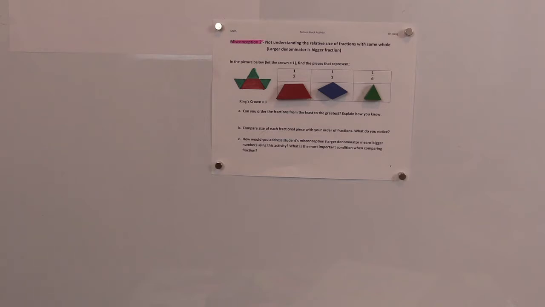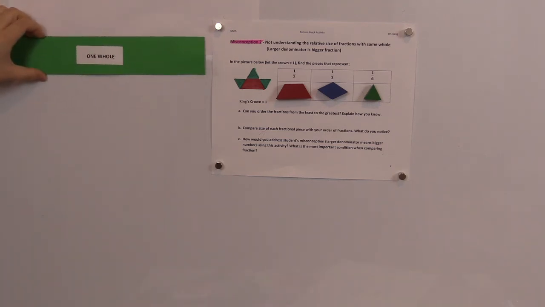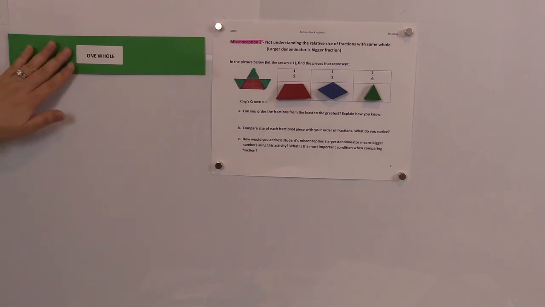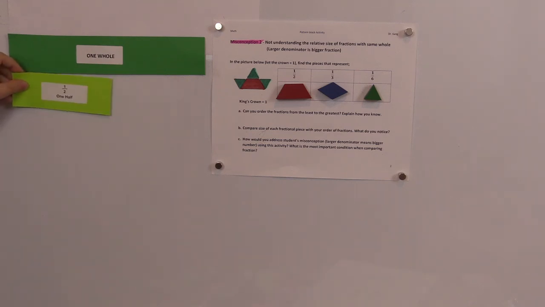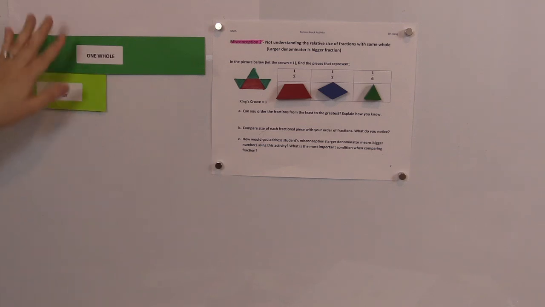So we just talked about that, right? So we can compare the size here. What if we want to use a fraction strip? I want to use a fraction strip to teach the same thing. You can also do it. So this is 1/2, right? We talk about this is 1/2. And what does misconception 2 say? It says not understanding the relative size of fractions with the same whole. So we are going to use this whole as a reference, right? So if this is 1/2, what does my 1/2 look like? 1/2 is this. How do I know? How many halves do I need to make 1/2? I need 2 halves to make my 1/2.